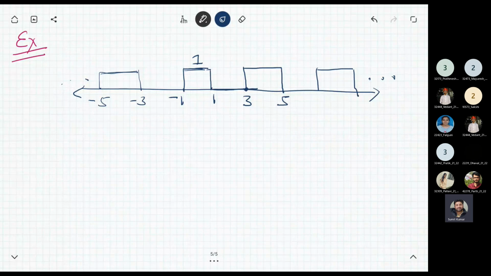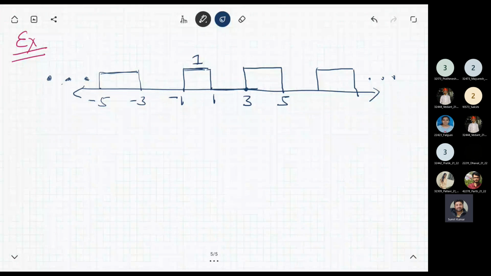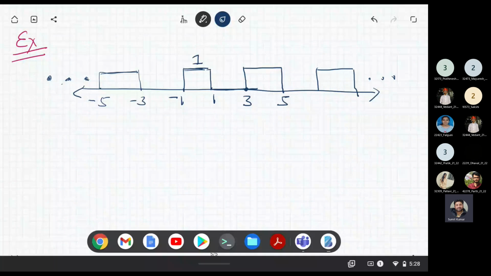So is this function clear to everyone? Yes, sir. Okay, and can you give me now the value of its Fourier series representation? So please try to solve that, and then we will discuss it together.